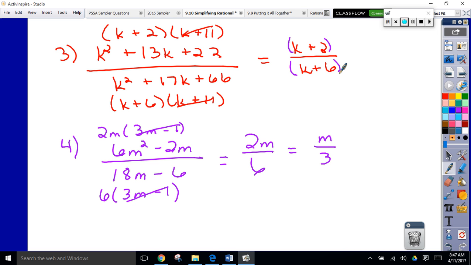This is 2 times m. 2 is like a separate factor, because it's 2 times m. So we can reduce factors, we can't reduce things that are added on. So that was a really good question because that's a very, very common mistake that people make.